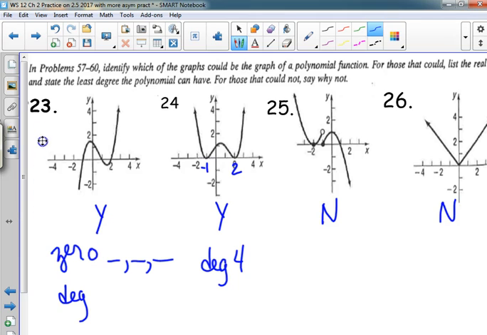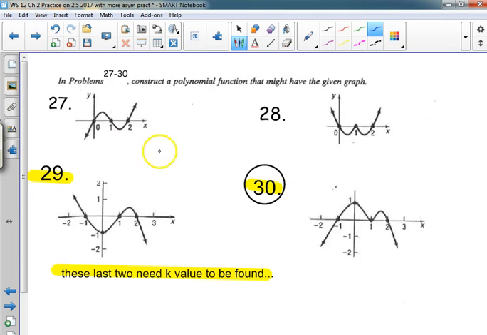Are you up to number 27 now? Okay. 27 and 28 have no, oh yes they do. All of these you have to come up with an equation, okay? I'm going to do 30 with you.